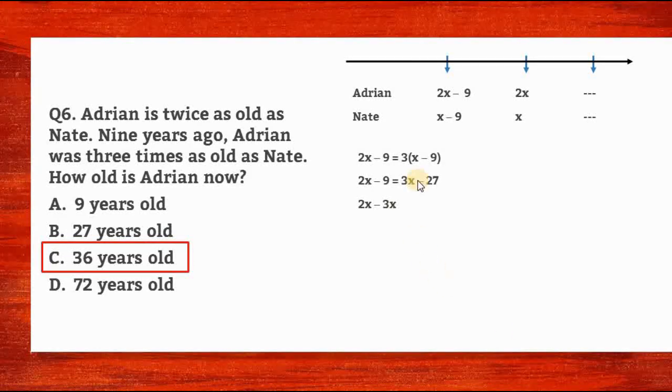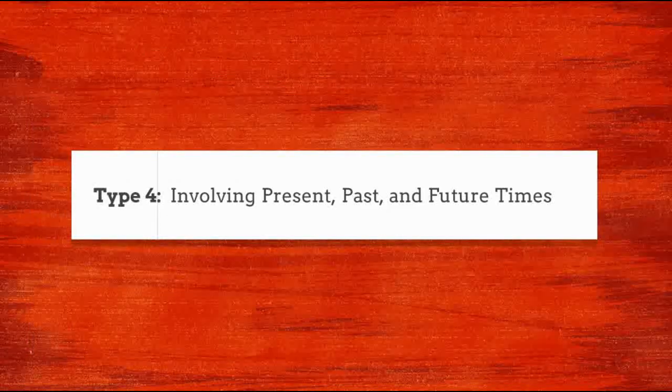Solving further, we combine like terms. We get 2x minus 3x, we transpose 9 to the other side of the equation. We get 9 minus 27. 2x minus 3x, we get negative x. 9 minus 27, we get negative 18. We divide negative x by negative 1, and we do the same to the other side of the equation. Thus, we have x is equal to 18. Alright, so we are almost there.